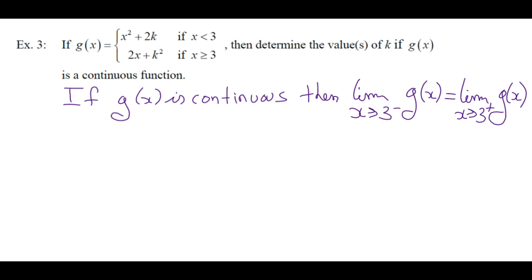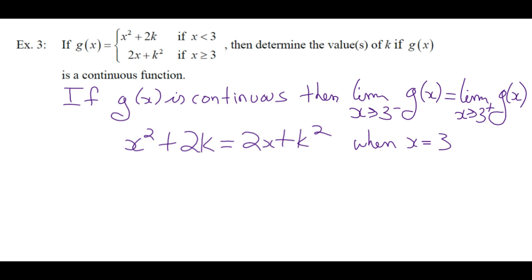So what are we going to do? You set them equal to each other, and then substitute in x. Yeah, exactly. So we start off and say that x squared plus 2k is going to have to equal 2x plus k squared. And where do we want that to happen? At x equals 3, right? So we want these two to be equal when x is equal to 3. Okay, so we can stick a 3 in there. So we have 9 plus 2k.